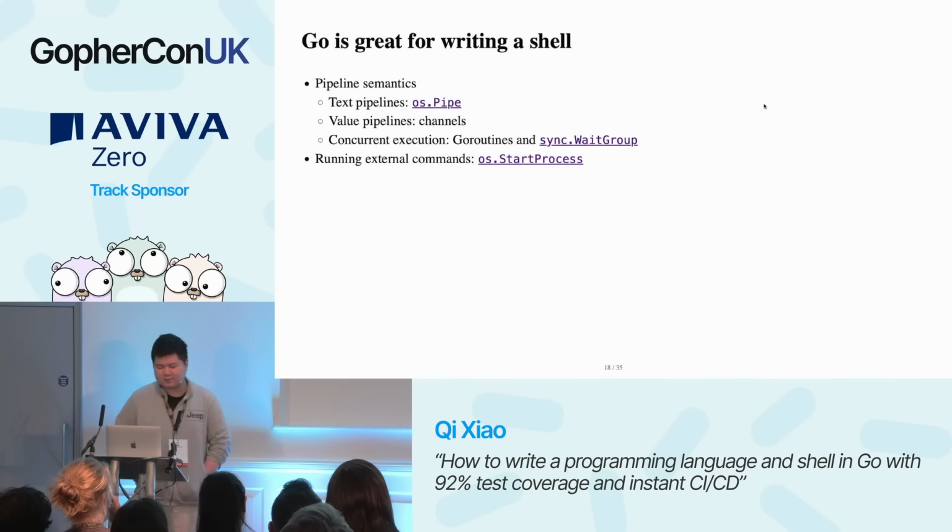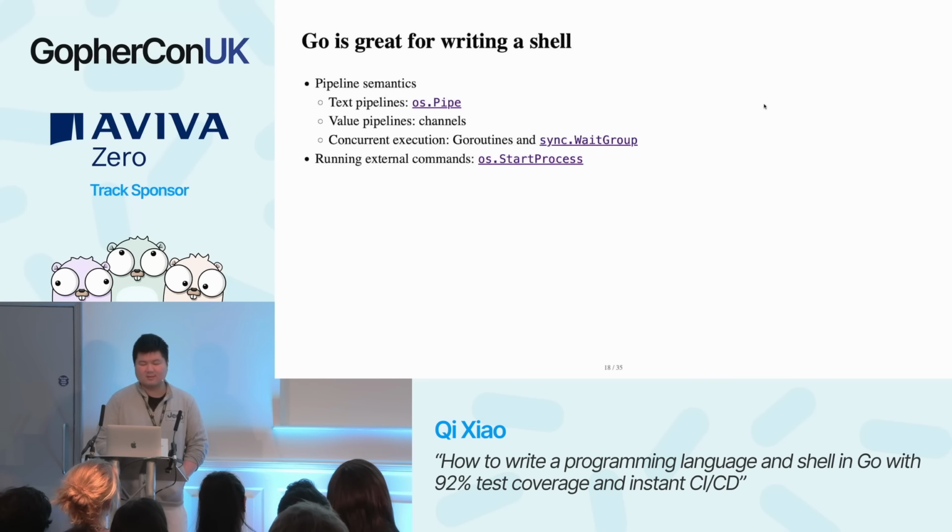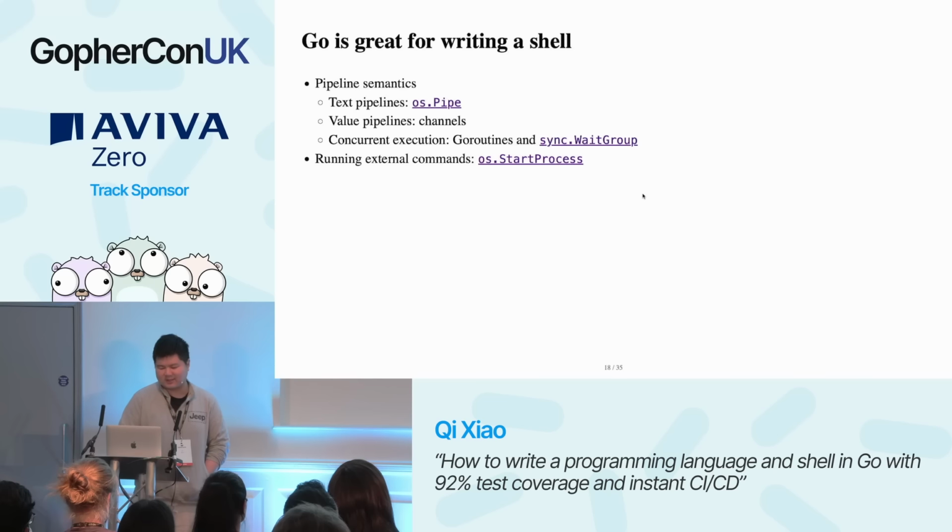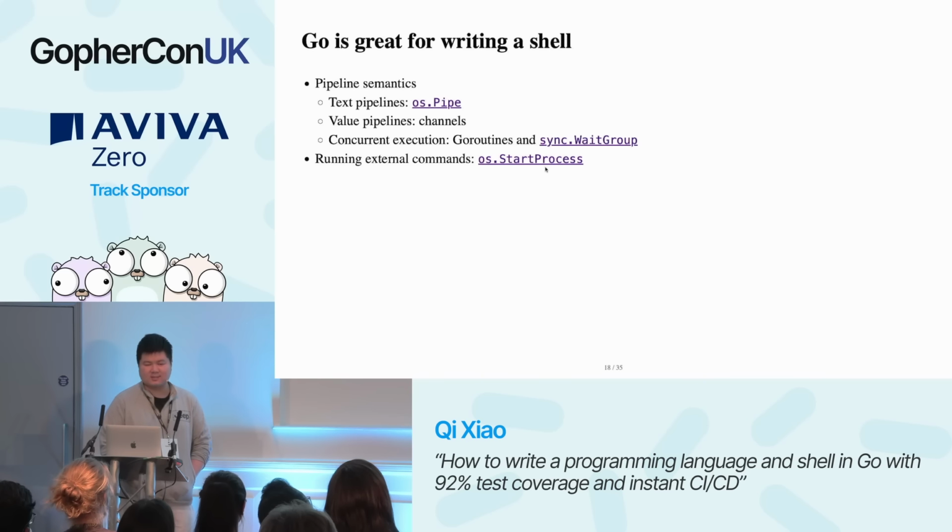Right, so Go is actually great for writing a shell. Surprisingly, some people thought Go wouldn't be a good language for writing a shell, but actually it is. We have seen that the text pipeline is just os.Pipe, and the value pipeline is just channels. Well, this is an Elvish-specific thing. But you would have concurrent execution in all the pipelines, and that is just Go routines and sync.WaitGroup. There's one thing I didn't cover, which is the other 50% of the secret of implementing a shell: a shell needs to run external commands, and that is actually just os.StartProcess. It's surprisingly sufficient for everything you need to do in a shell.